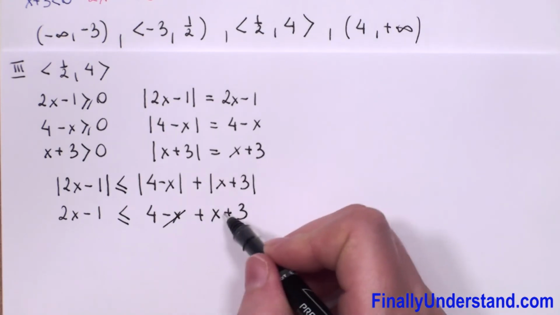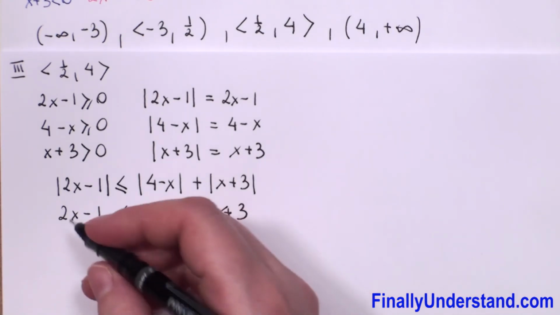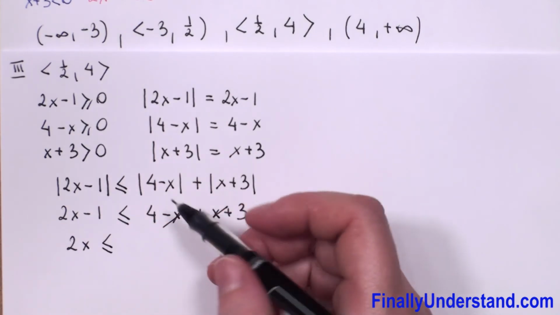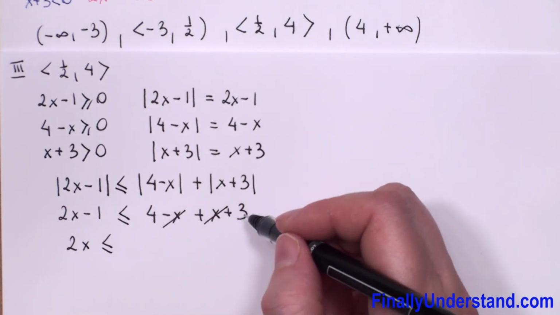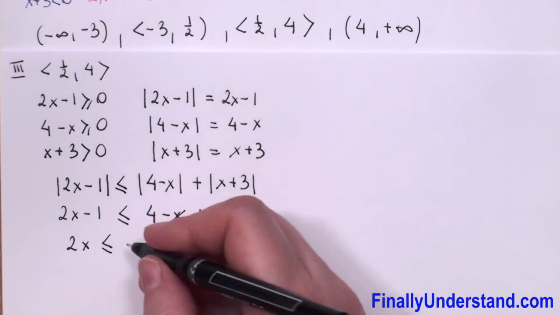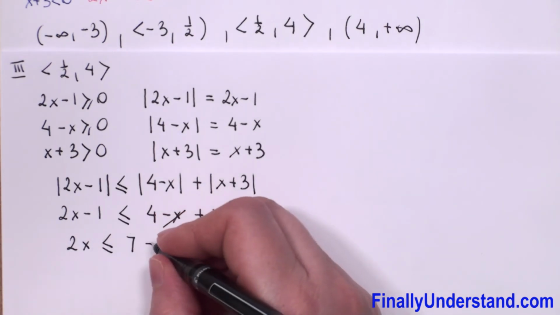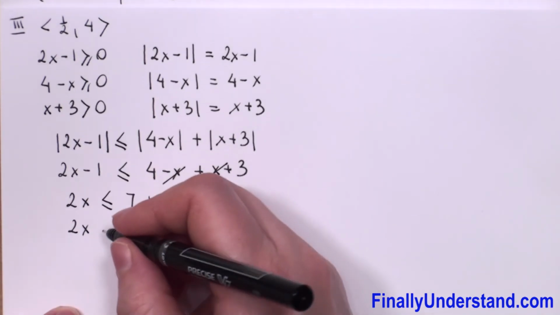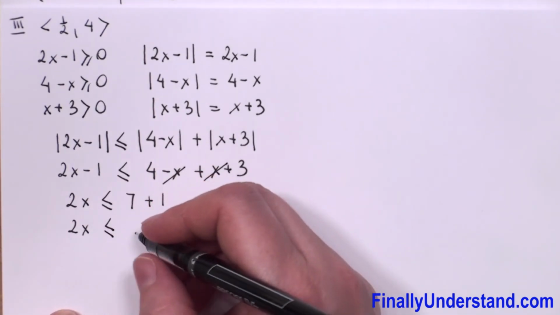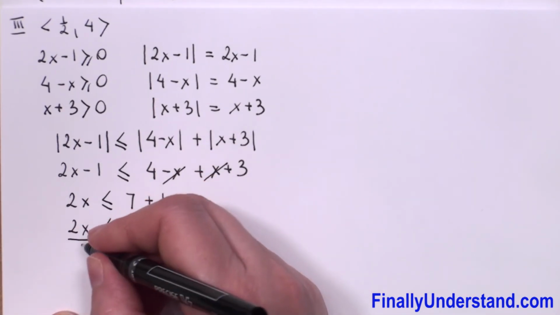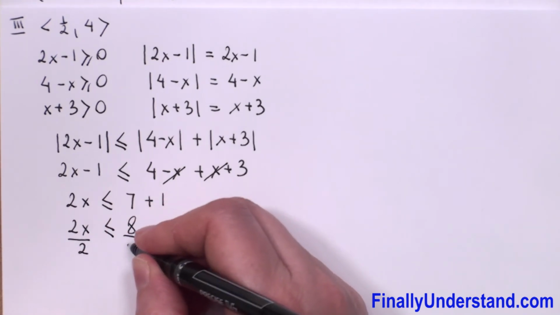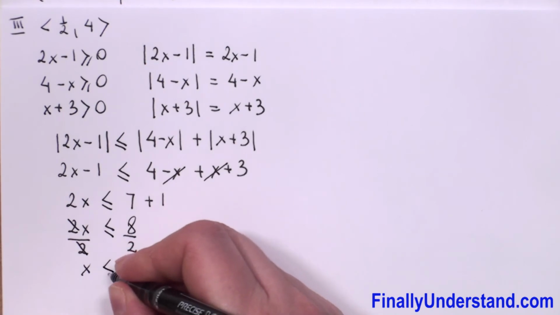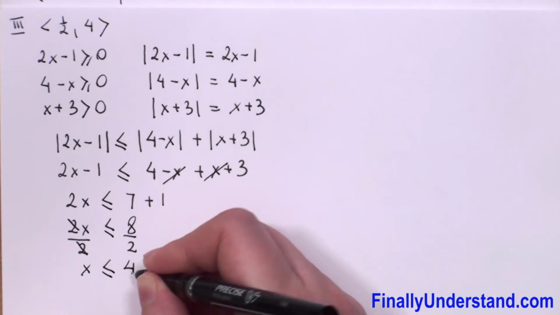So negative x, positive x will cancel, and we have 2x is less than or equal 4 plus 3 is 7 plus 1, so 2x is less than or equal 8. I will divide both sides by 2. 2 and 2 will cancel, and we have x is less than or equal 4.